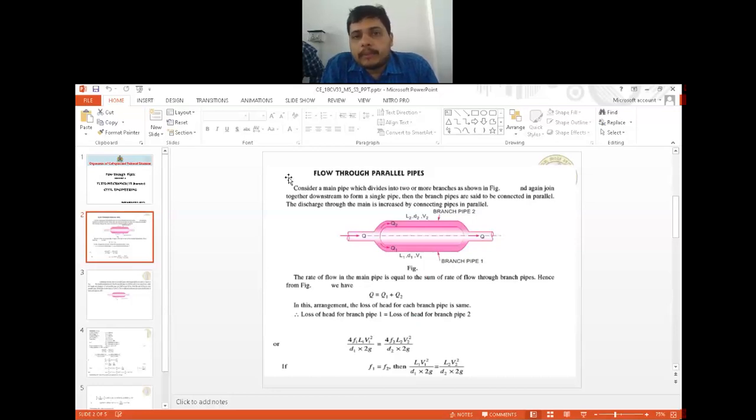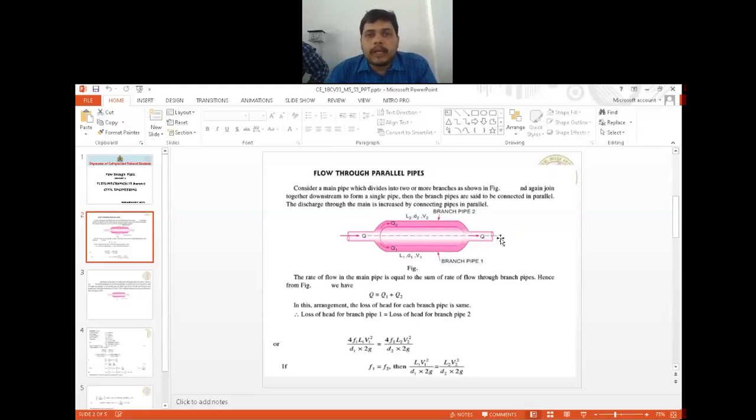Consider a main pipe which divides into two or more branches as shown in the figure and again rejoins together on the downstream side. This will be upstream, this will be downstream. Here water enters, here water leaves. Where water enters is upstream, where water leaves is downstream. Then the branch pipes are said to be connected in parallel.